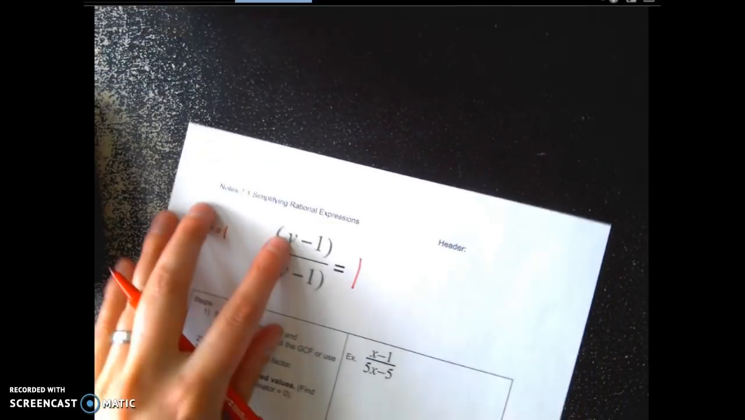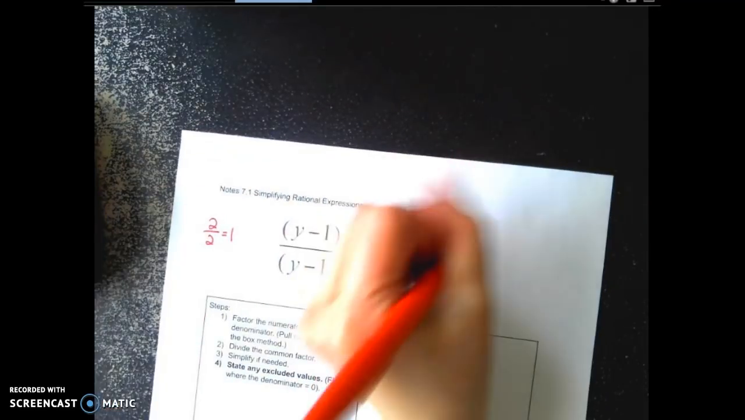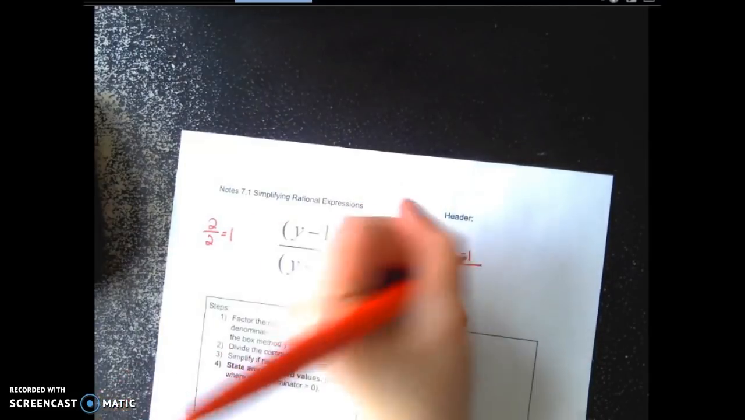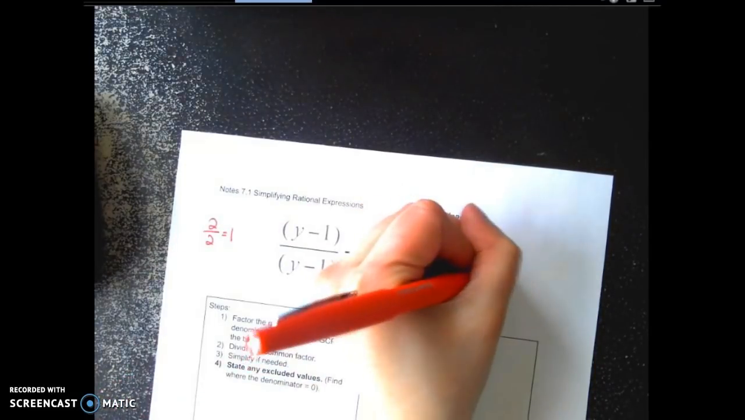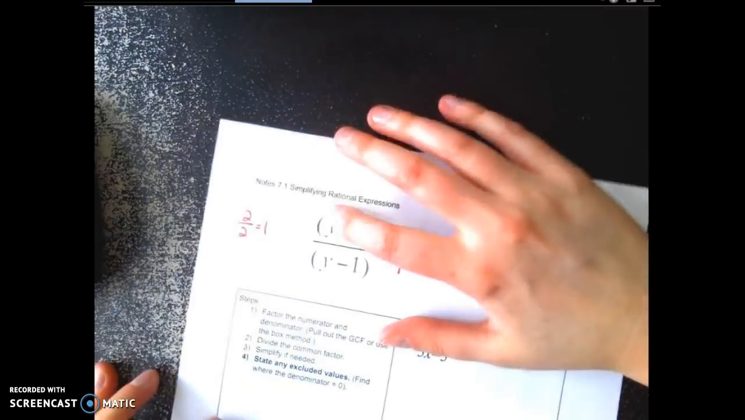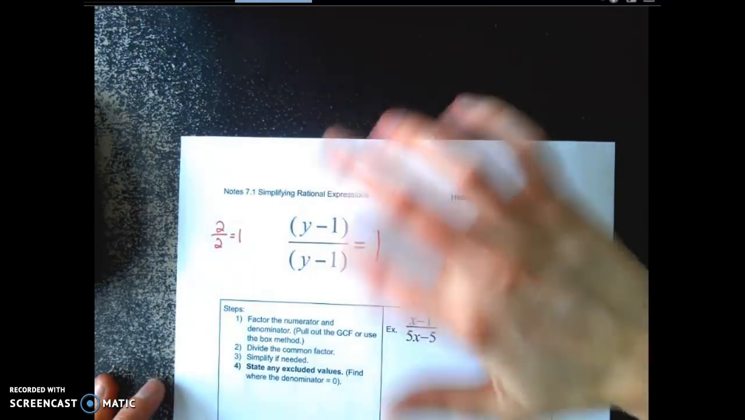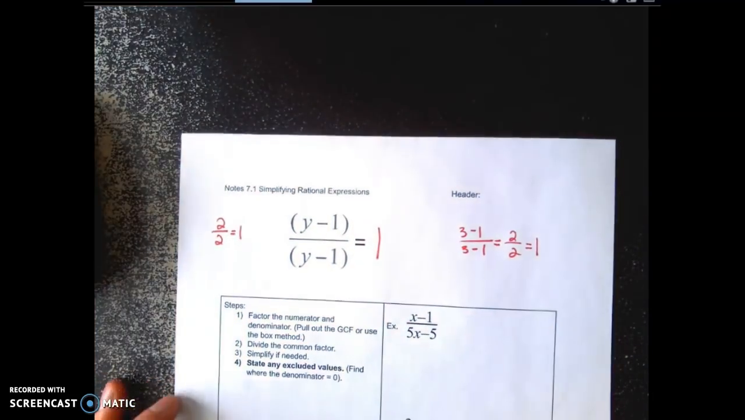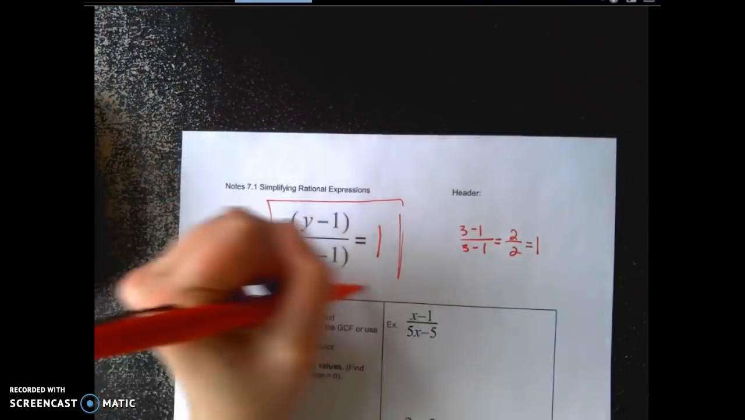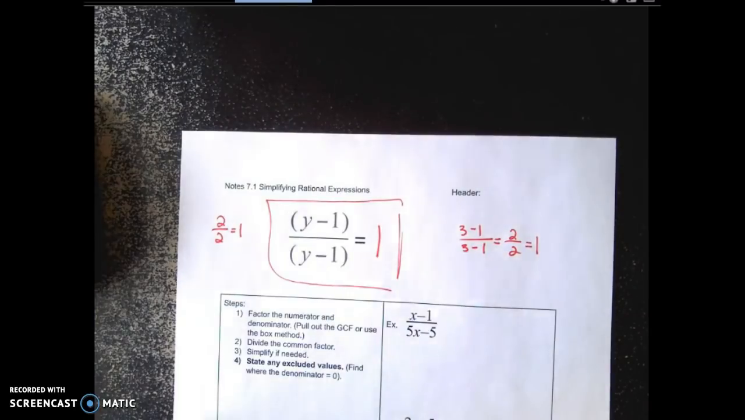If you think about plugging in a number for y, you could think about plugging in 3 minus 1 over 3 minus 1, which just gives me 2 over 2, which we agreed was 1. So no matter what y is, y minus 1 is going to be the same as y minus 1. And if you divide the same thing by itself, you're just going to get 1 always. So we're going to use this idea to simplify these next couple examples here.